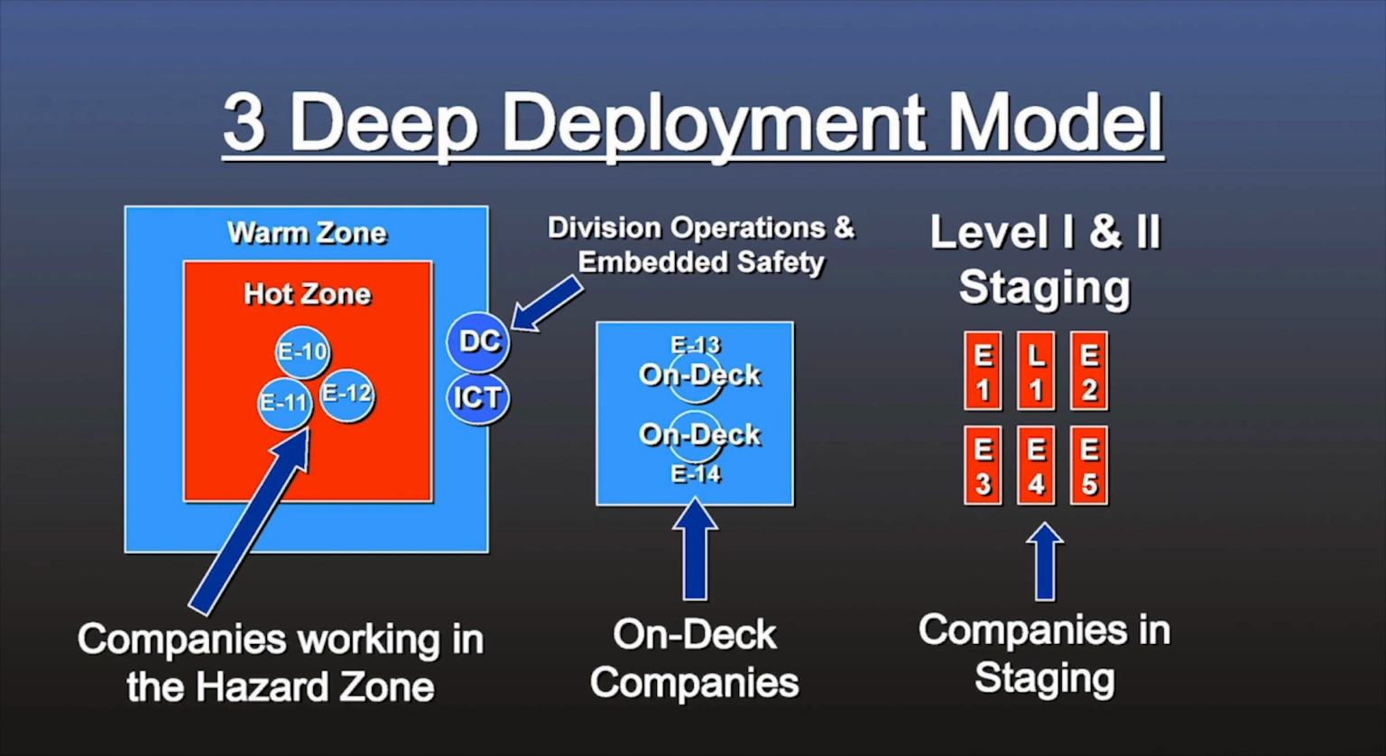You have companies working directly in the hazard zone, with Engine 10, Engine 11, and Engine 12 in the hot zone. They are being supervised respectively by the district chief, who's providing division operations in the warm zone, with the embedded safety feature of the ICT in a paired position with the district chief in that forward command position. You have on-deck companies, being Engine 13 and Engine 14, that are outside the hazard zone but immediately deployable into that division by the district chief.